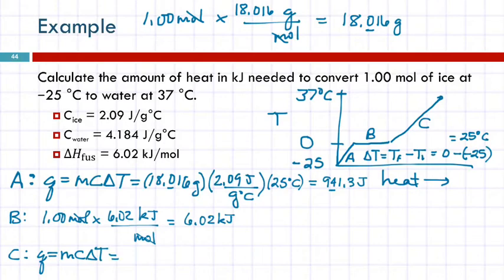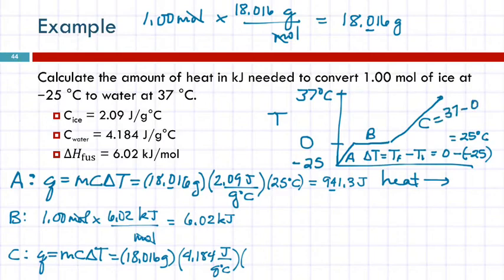The mass of the water is the same, 18.016 grams. The specific heat capacity, now this is liquid water, so I want to use c for water, not for ice. 4.184 joules per gram degrees Celsius. And then I need the temperature change. So for C, delta T is final minus initial. The final is 37, the initial is 0, and so that's just 37.